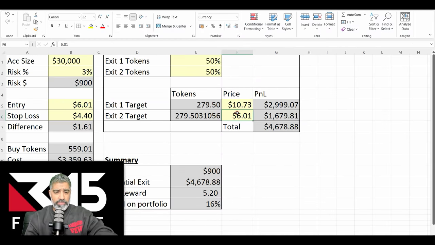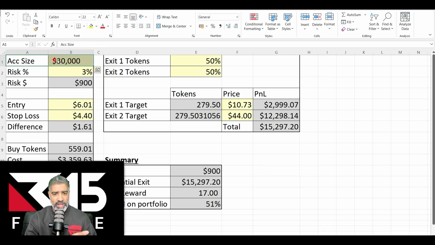Then if we put in $44 on exit 2, then we'll make 15,000, which is a 17x. So in this case study, it's 51%. We've got a portfolio size of 30,000. 51% of 30,000 is 15,300, and that will get added to the position. So this is the business plan, the map and everything else.